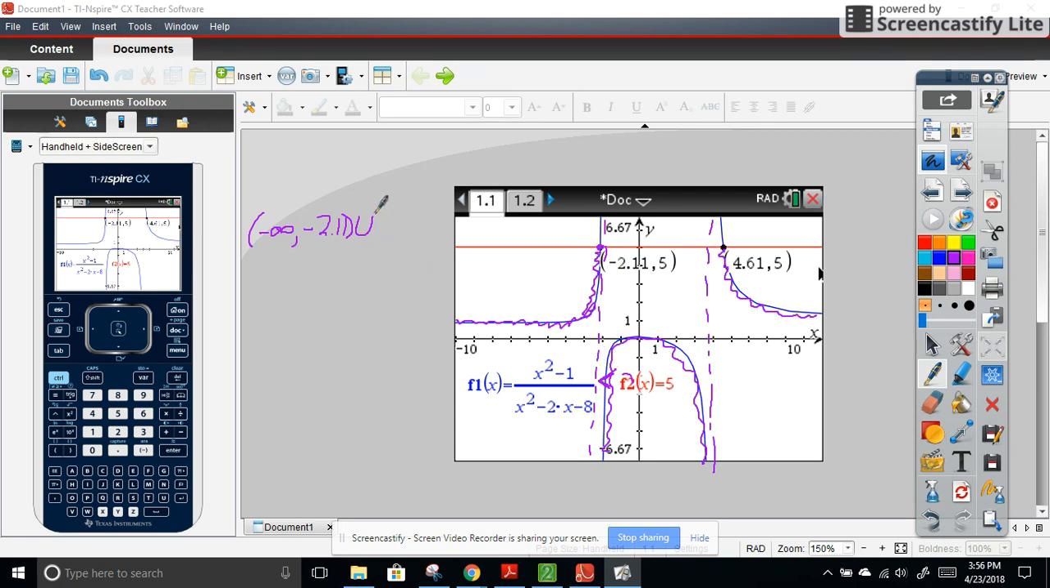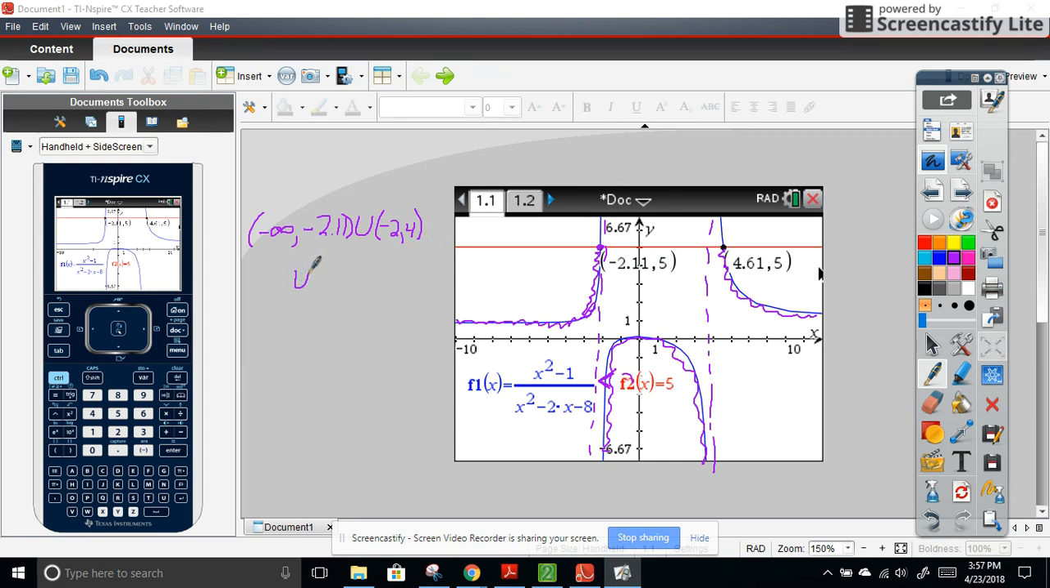We can't include the asymptote, but on the other side of the asymptote is at negative 2. And it goes all the way, because remember, we're talking about being underneath that red line. So that whole graph right there. So it goes all the way to 4.